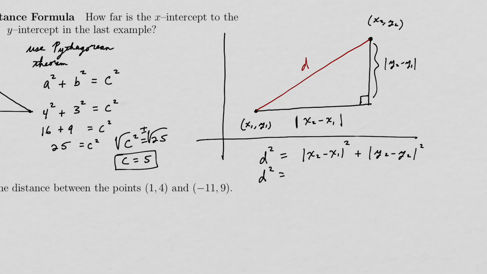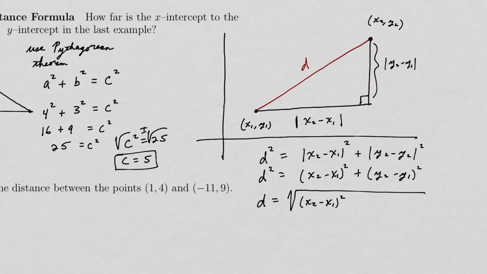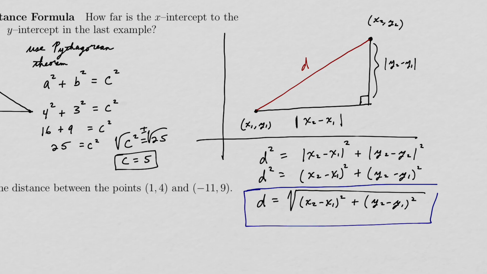Just write this as parentheses x2 minus x1 squared plus y2 minus y1 squared. And then finally, to get d, I take the square root of both sides. So d is going to be the square root of x2 minus x1 squared plus y2 minus y1 squared. That's the distance formula. So let me box that here. That's going to be important. But again, it's nothing more than we just use the Pythagorean theorem.